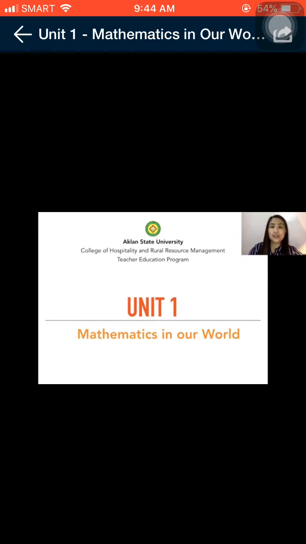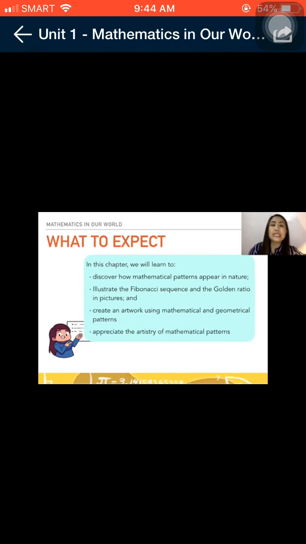Mathematics in the Modern World. Today we will talk about mathematics in nature. What do we expect to do in this chapter? In this chapter, we will learn to discover how mathematical patterns appear in nature. So, where can we see mathematical patterns?